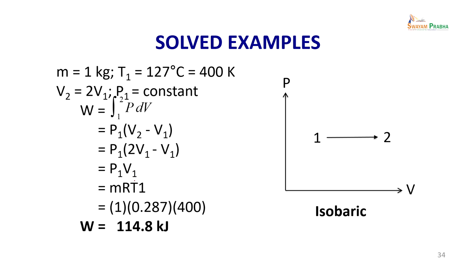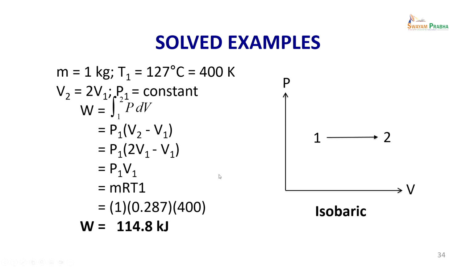P1 into V1, both P1 and V1 can be written using the equation of state as MRT1. M is 1, R is 0.287 if it is kilojoule per kg Kelvin, and T1 is 400. So, substituting, you will get the work done during this process as approximately 115 kilojoules.